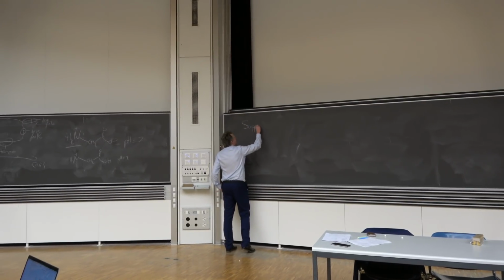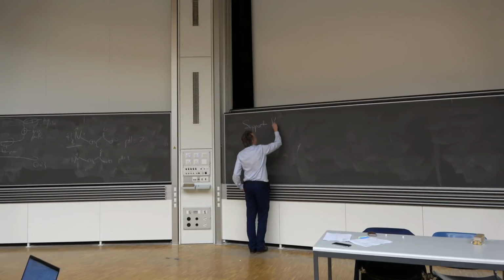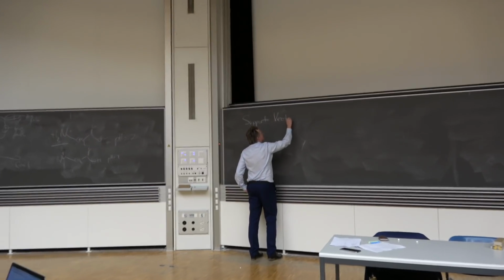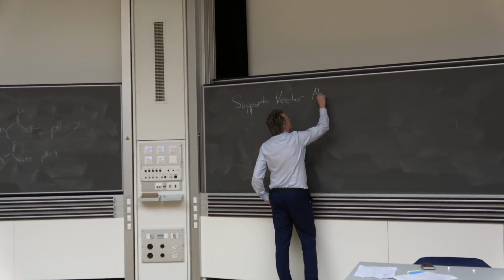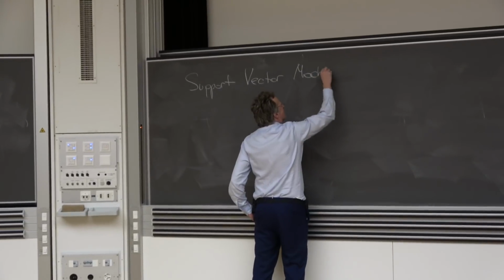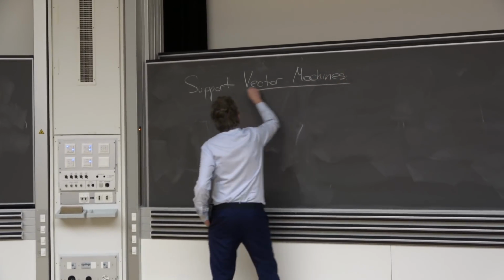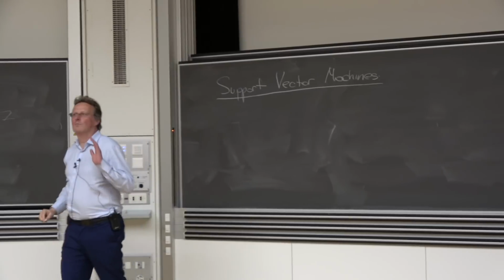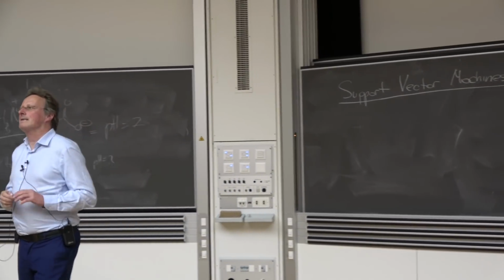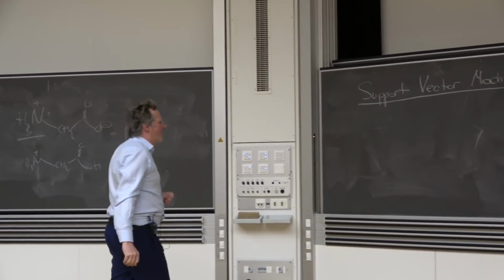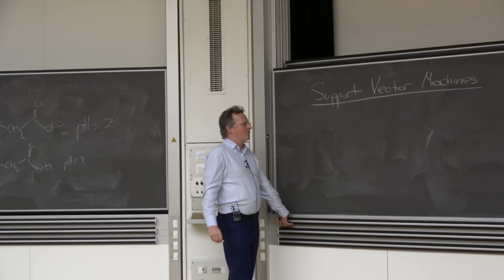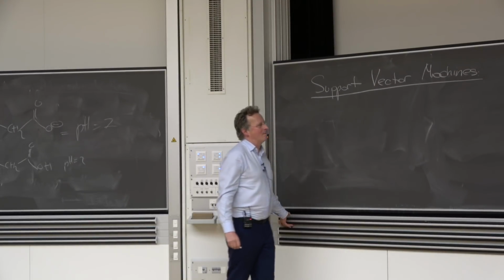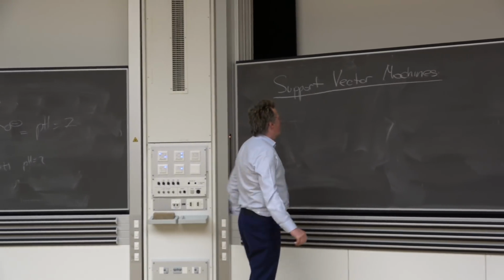Okay, so we start with support vector machines, and as a motivation, let us just reformulate once more least squares and logistic regression and see how we can write it in a slightly different form.